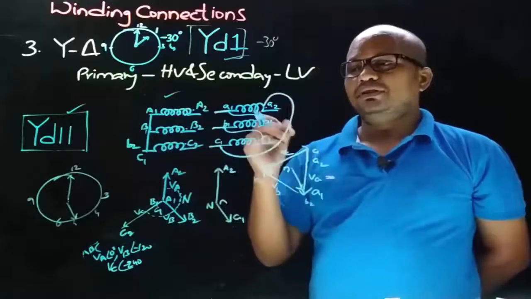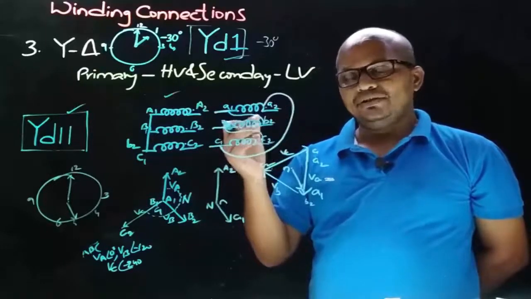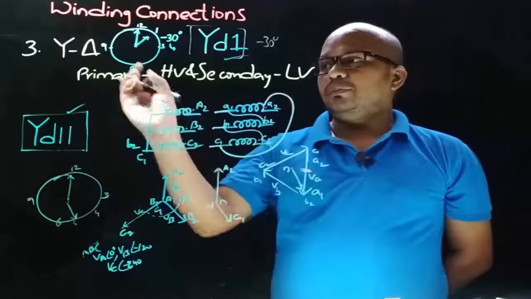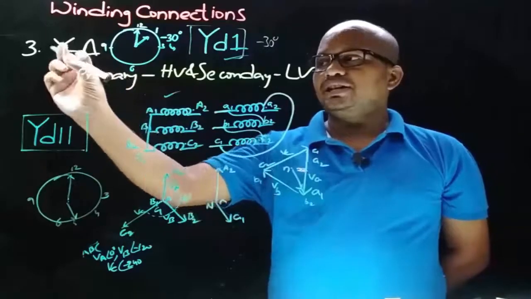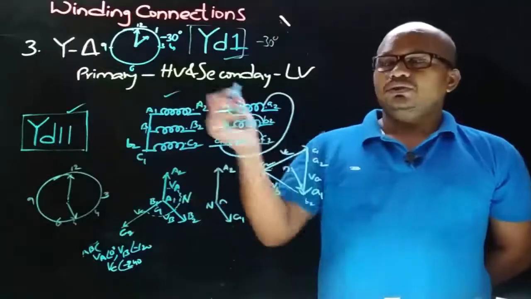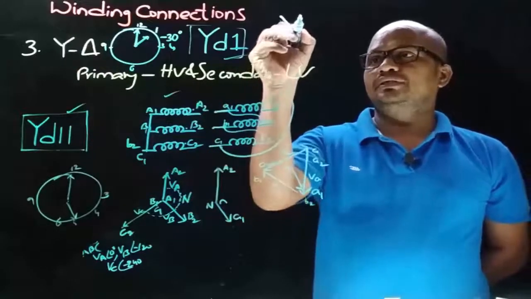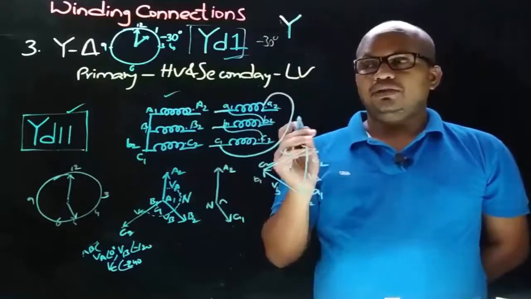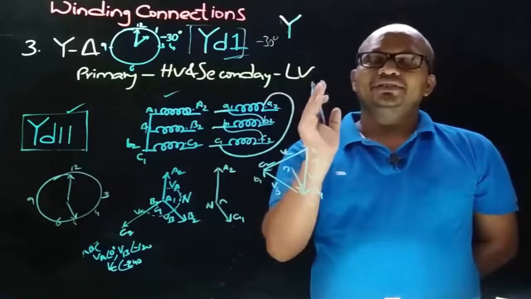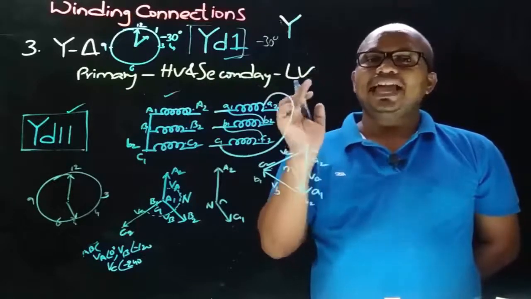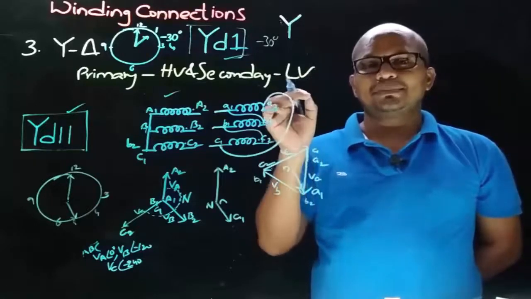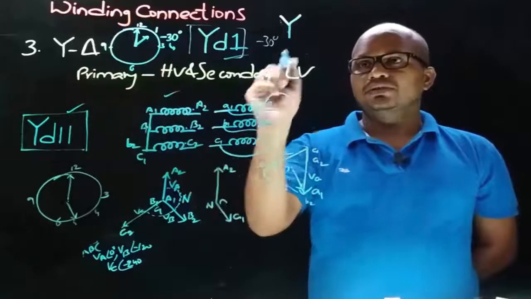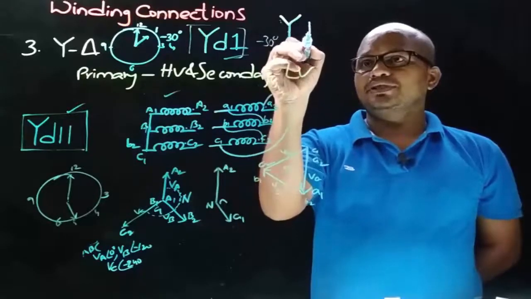In the vector group symbol, the first character is represented with a capital letter, and that will indicate the HV winding connection. Here on the primary side we took the HV winding connection as star. So let's represent that first character with capital Y. And now the second character in the vector group symbol represents the LV winding connection, and it is represented in smaller case. Here the LV winding connection is delta, so that is represented with small d.